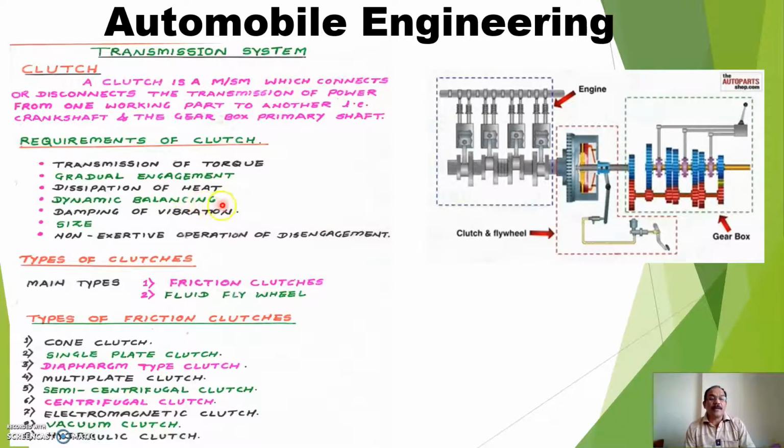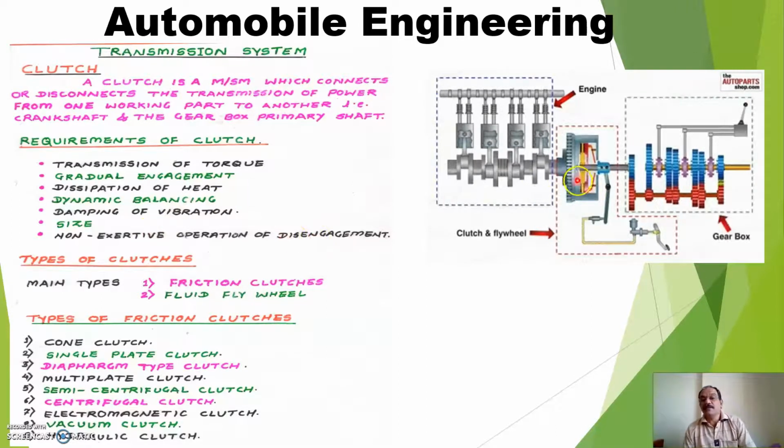Now it must be dynamically balanced. As this part is in rotation, it must be a balanced one. Otherwise it may create unbalanced forces on the vehicle, and the vehicle may wobble because of the clutch. So it must be balanced. Then damping of vibrations: whatever vibrations are created because of this friction and the transmission, it must damp them. It must absorb those vibrations. That is the condition of the clutch design.